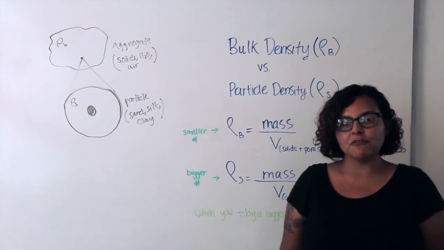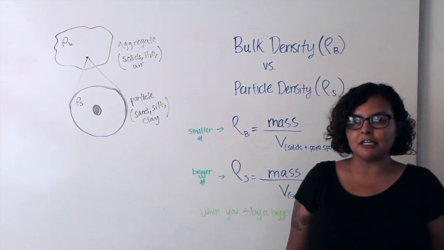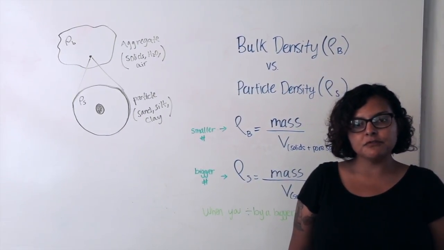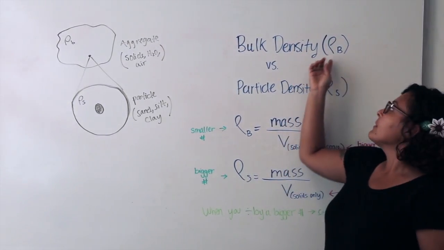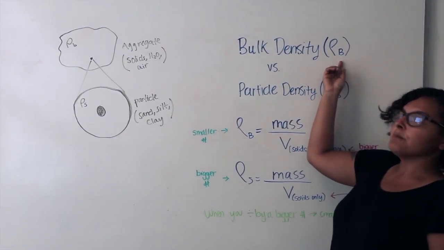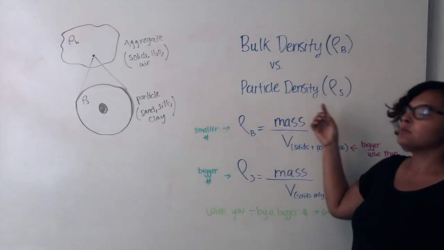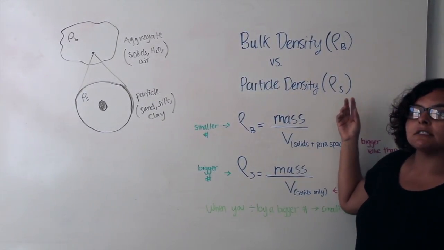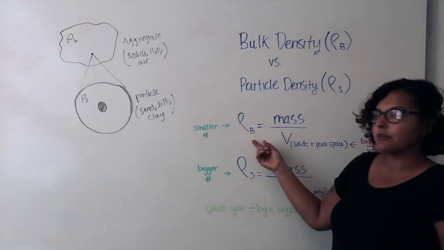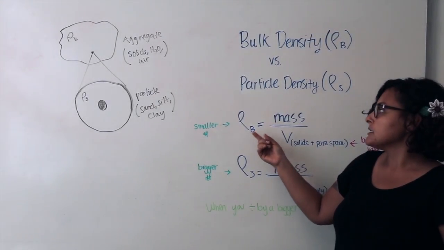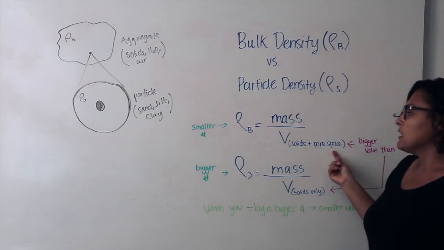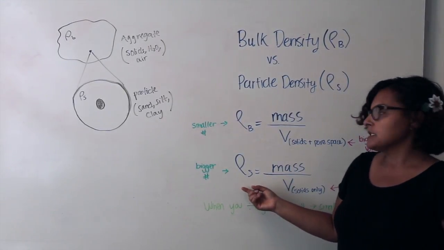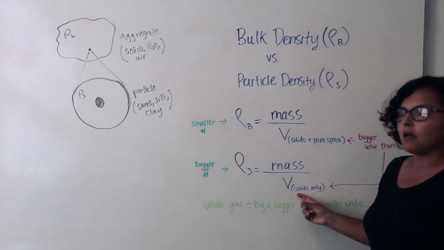This week in lecture we covered bulk density and particle density. Here we'll discuss a little bit of the difference between the two since they're very similar. Bulk density is described as rho subscript B, and particle density is rho subscript S, S standing for solids. The equation for bulk density is the mass over the volume of the solids and pore space. And for particle density, you're only accounting for the volume of the solids.